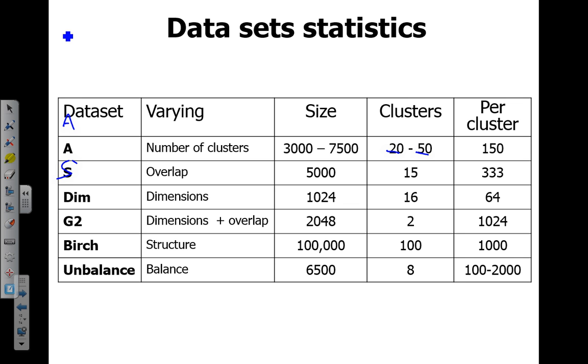In the S datasets, the overlap is changing. In the third set, the dimension sets, the dimensions are from 32 to 1000. In G2, we have only 2 clusters, but the dimensions and the overlap are varied with 2 parameters. This is actually a big collection of, I think, 100 different datasets where these 2 parameters, overlap and dimensions, are varying. And Birch has this funny structure, which will reveal something, and then we have one unbalanced dataset.